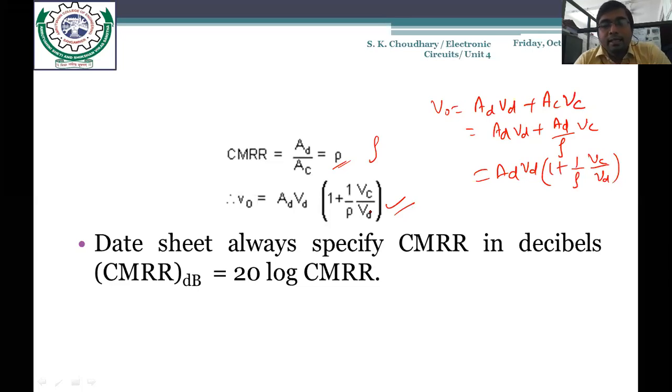And in the data sheet generally, common mode rejection ratio CMRR is mentioned in decibels, 20 dB, 30 dB like this. So if you want to convert this linear value to the dB scale, whatever numerical value came here would be put in this particular equation, that is 20 log base 10 CMRR. So in this way you can calculate the common mode rejection ratio in decibels.